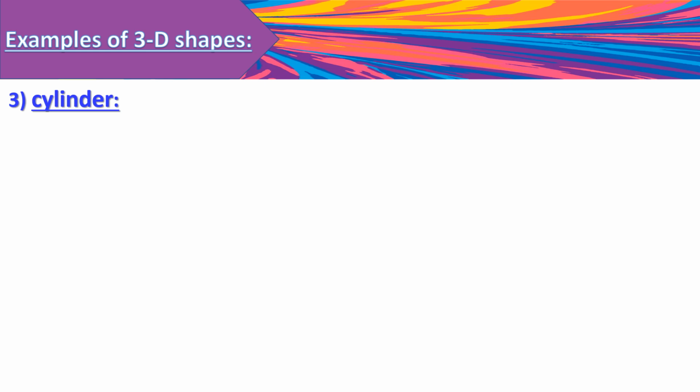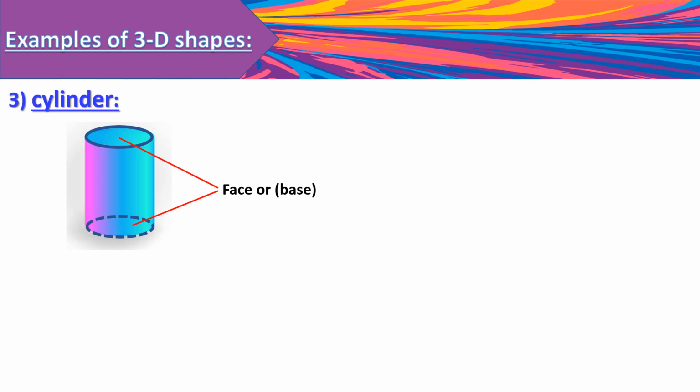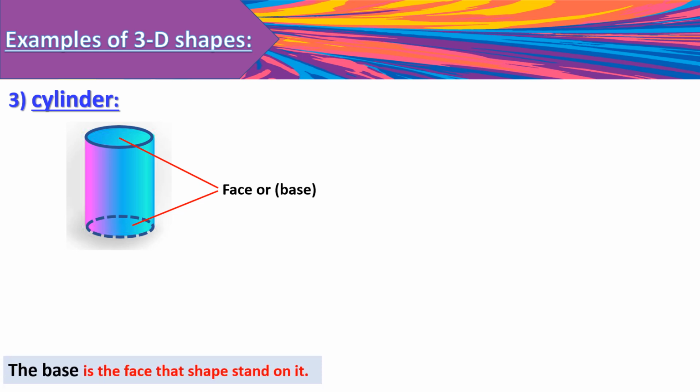Number 3, cylinder. It's like this shape. It has 2 faces or 2 bases. And remember that a base is a face the shape can stand on. We can put the cylinder on this face or this face. So they are two faces or two bases.